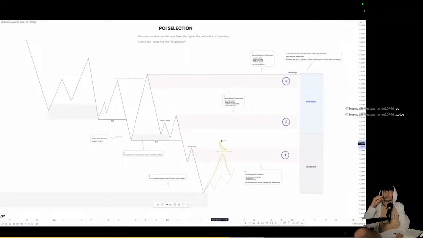Price comes down here, takes the available liquidity right there, and then price goes up even further, creating higher highs and higher lows on the internal structure, completely neglecting the supply zone right there, and then it came into our second point of interest. Once again, you want to ask yourself, what has this point of interest achieved? That's the most important thing that you are trying to figure out when you are deciding which point of interest to trade from.